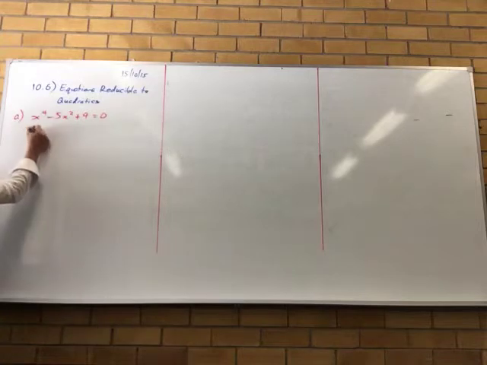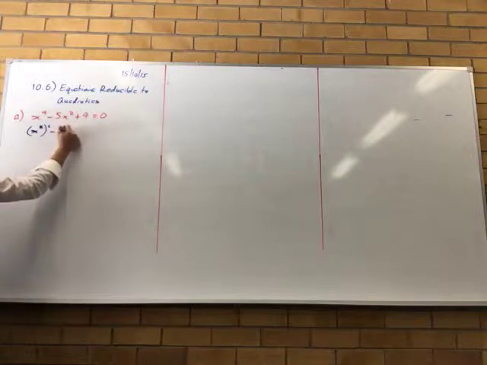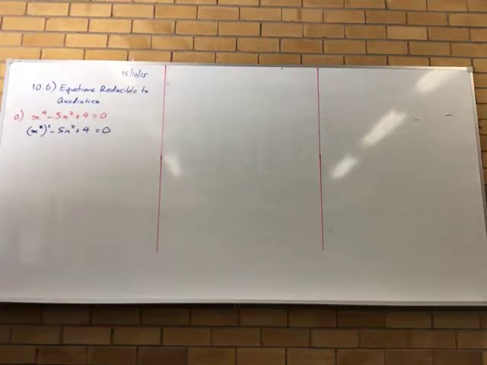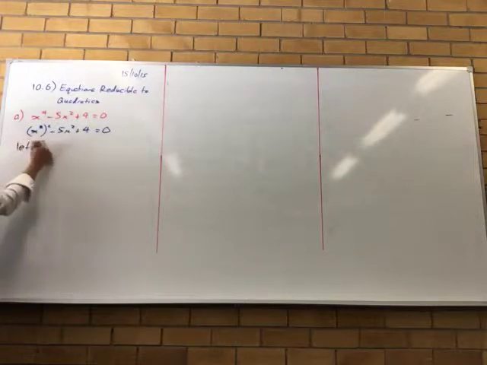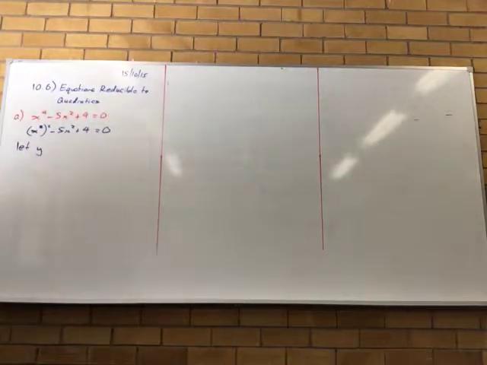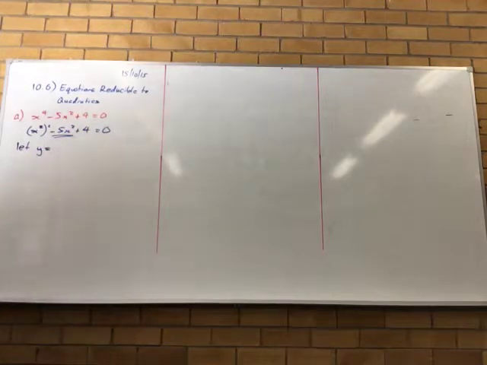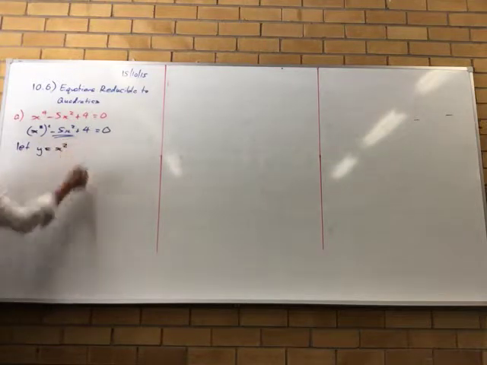So, if I write x to the power of 4 as x squared, squared, minus 5x squared plus 4 is 0. And then the next step, pick a variable. I'm just going to pick y. Pick what you want, whatever letter you want, equals whatever is going to be in the middle. Because if you make it in the middle without the coefficient, you'll be able to write this using a quadratic. So, let y equal x squared.